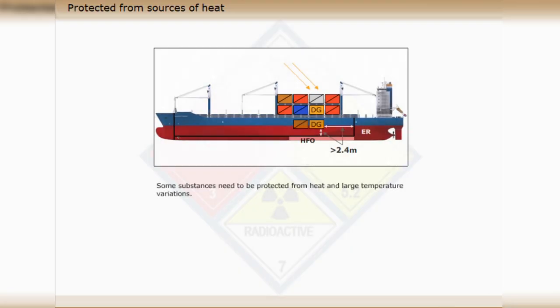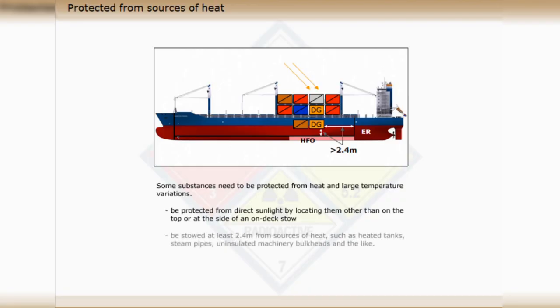Some substances need to be protected from heat and large temperature variations. Such substances shall therefore be protected from direct sunlight by locating them other than on the top or at the side of an on-deck stow, and be stowed at least 2.4 meters from sources of heat, such as heated tanks, steam pipes, uninsulated machinery bulkheads, and the like.